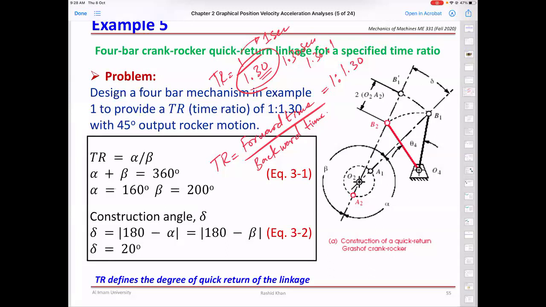Okay, this is actually not quick return. Actually, it's a quick forward mechanism. So it's going very fast from the initial position to the final position and coming back to the initial position slowly. There is a possibility for this kind of mechanism, for example, a robotic arm, right? A robotic arm goes from the initial position to the final position and takes out some weight, and comes towards the initial position and puts it there.